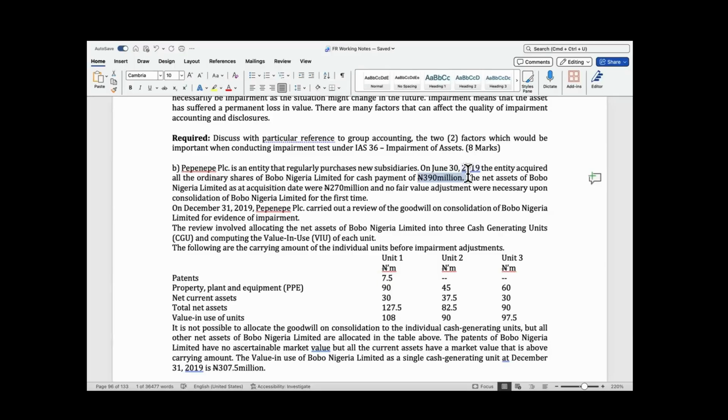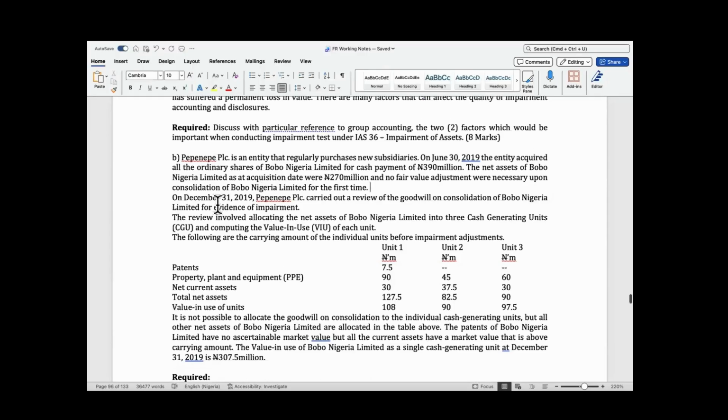Now it states that the net assets of Bobo Nigeria Limited as at acquisition date were 270 million, and no fair value adjustments were necessary upon consolidation of Bobo Nigeria Limited for the first time. Okay, so the company we bought, the net asset is 270 and we paid 390. That means the goodwill is the difference, which is around 120 million as the goodwill. So, and no fair value adjustment necessary.